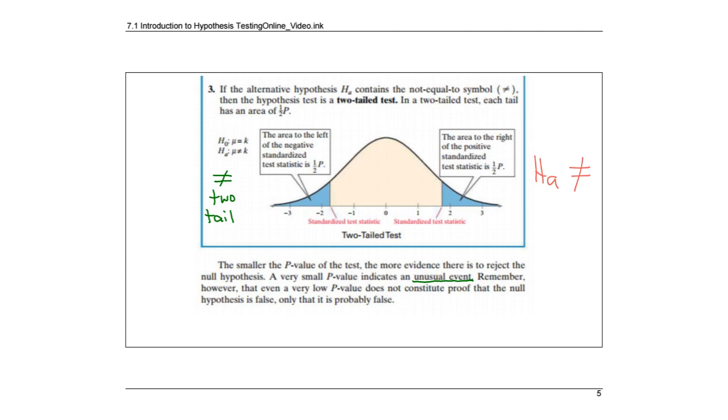Okay, and so the smaller the p-value of the test, the more evidence there is to reject the null hypothesis. And we're going to look at actual numbers in just a minute. A very small p-value, remember the p-value is going to be the area under the curve. A very small p-value, very small area is going to be unusual, just like we've been doing for a while now. When we have an area less than 5%, which is tiny, it's an unusual event. Same thing's going to happen here.